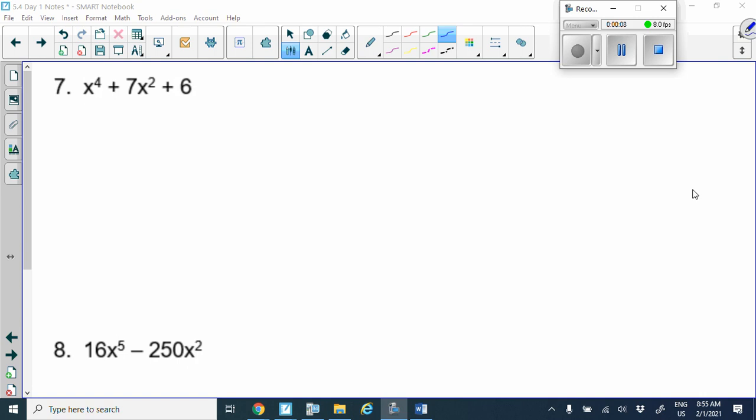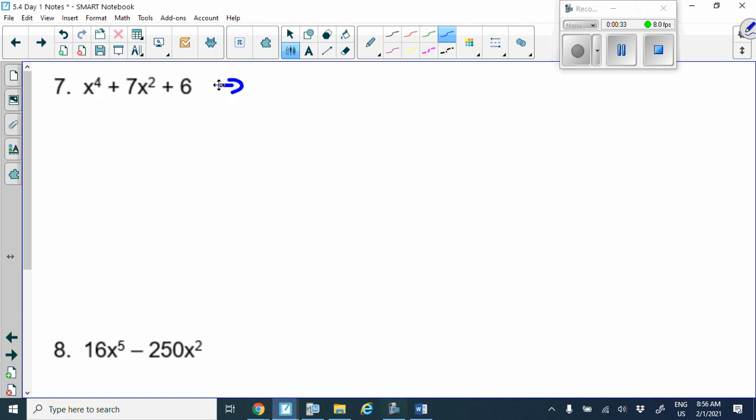Number 7, we have x to the 4th plus 7x squared plus 6. Well, let's see if these three terms have anything in common. They don't. The only number they have in common is 1, and they don't all have variables, so we can't take that out. Okay, so these types of problems where you have a trinomial, and notice we have a 4 and a square, this is going to be a special type of factoring.